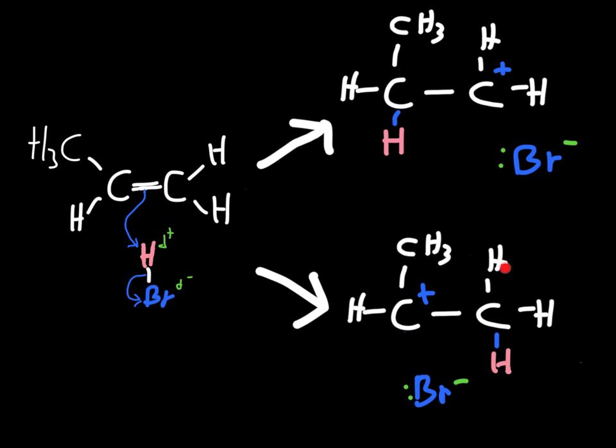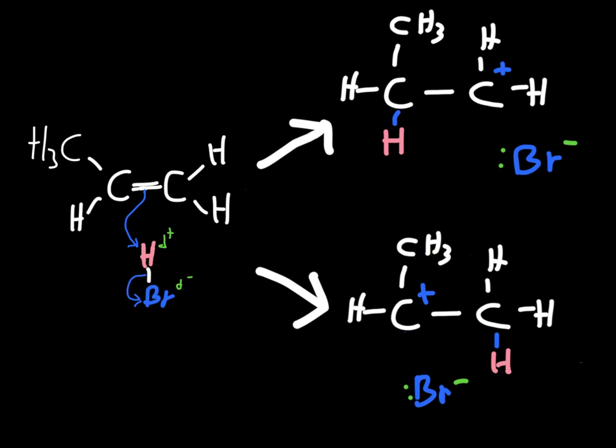This one is a more stable carbocation than this one. So the one which forms the major product is a more stable carbocation. And it's more stable for this reason. This positive charge is located on this carbon here. This carbon is attached to this group here. The general term for this is an alkyl group. This is specifically a methyl group.